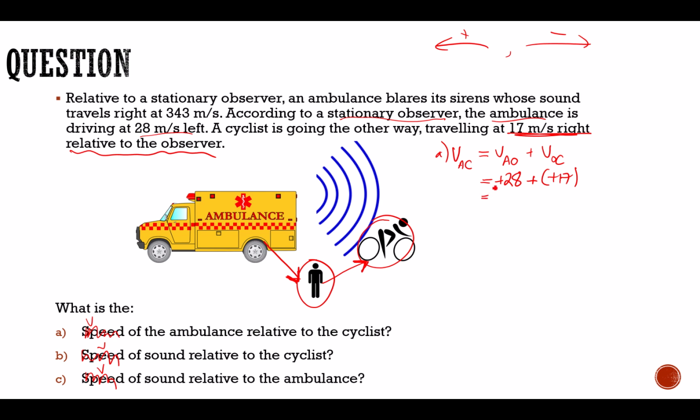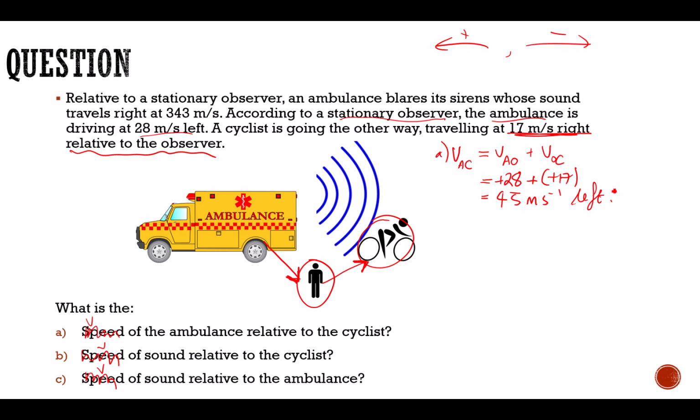All right, so that's positive 45 meters per second. And it's a positive number, which means it is to the left. And that is exactly what we expect. The ambulance is moving left, so we expect that to the cyclist, the ambulance is moving really, really fast to the left.